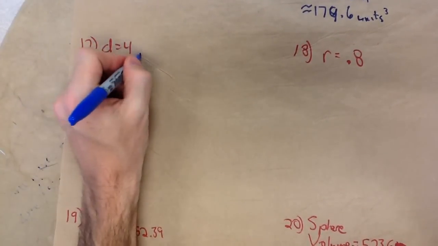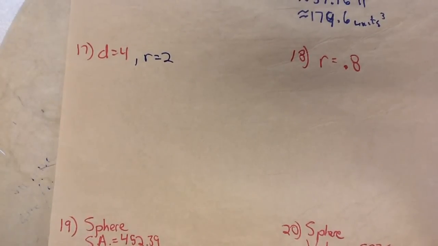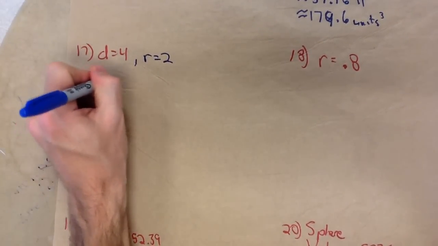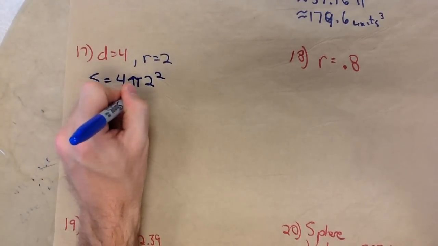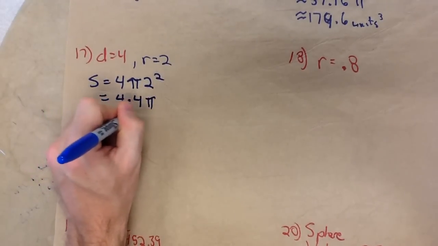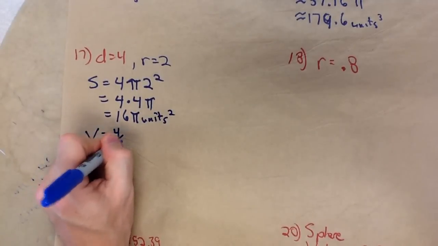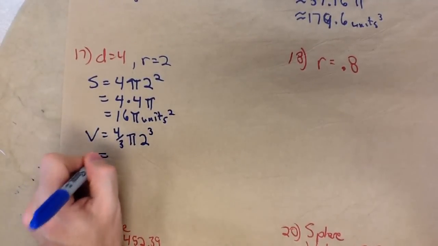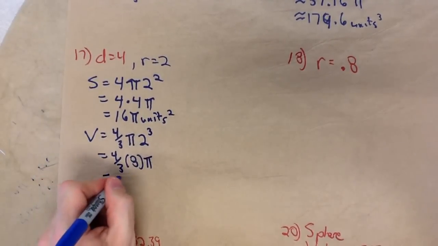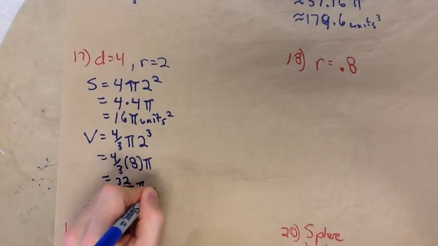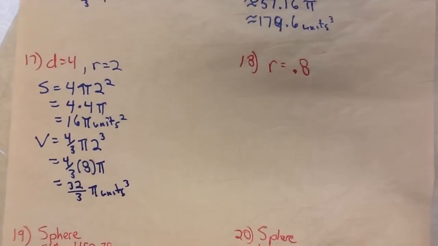For number 17, since our diameter is 4, our radius is 2. So my surface area is 4 pi times 2 squared. 4 times 4 pi, I get 16 pi units squared. Volume is 4/3 pi times 2 cubed. I get 4/3 times 8 pi. This becomes 32 over 3 pi units cubed. Want a decimal? Plug it in the calculator.